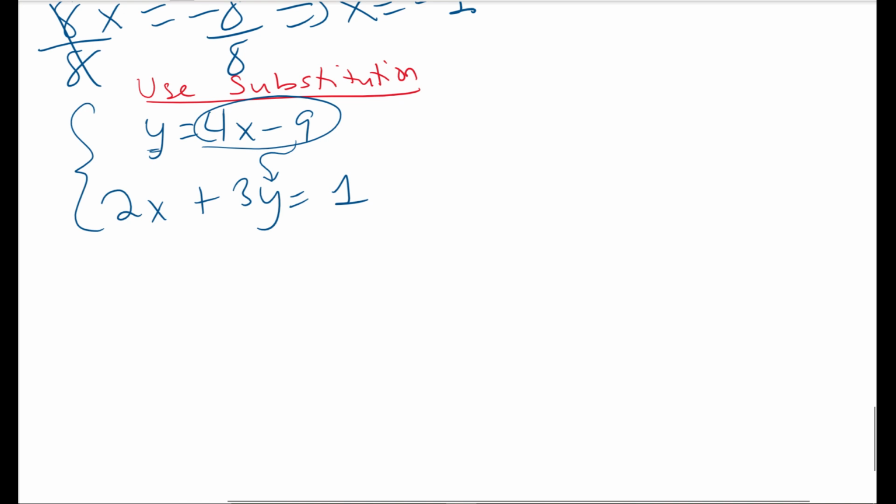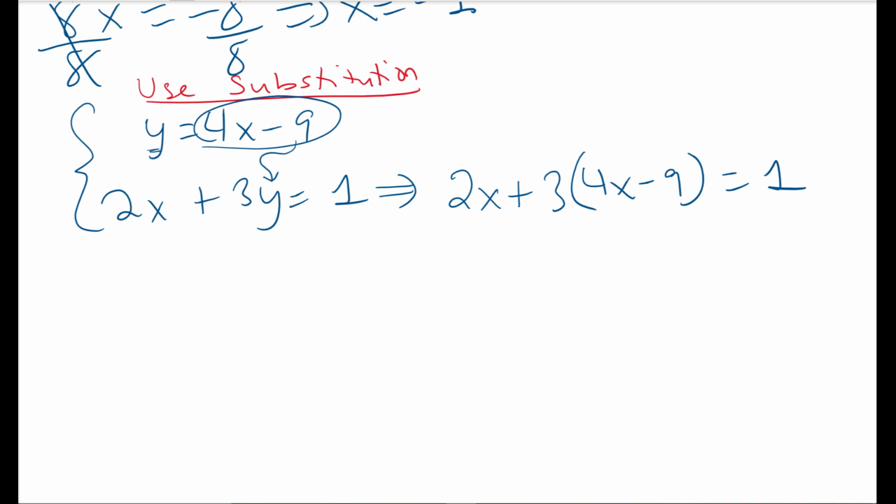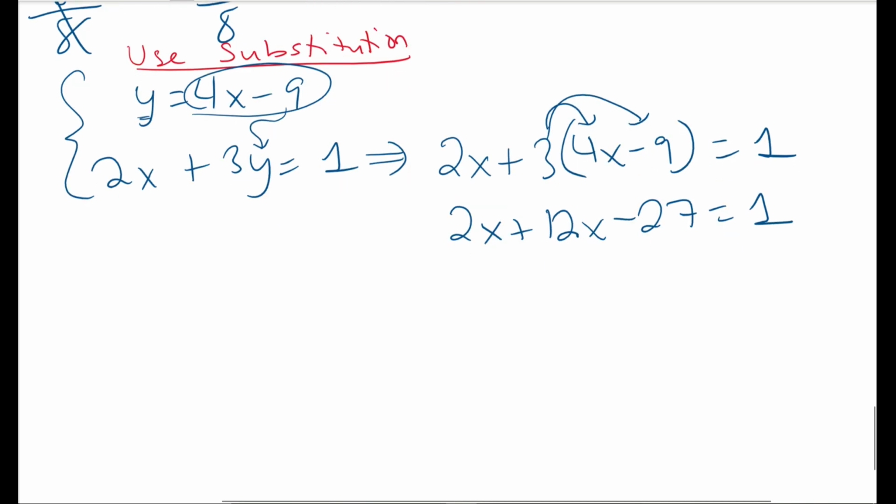So now if we substitute y, the equation on the bottom becomes 2x plus 3, where y gets replaced with 4x minus 9, equals 1. All right, so now it's been substituted. Now we can solve it. Let's make sure to distribute. So we have 2x plus 3 times 4 is 12x, 3 times negative 9 is negative 27. Combine your like terms. 12x and 2x is 14x minus 27 equals 1.